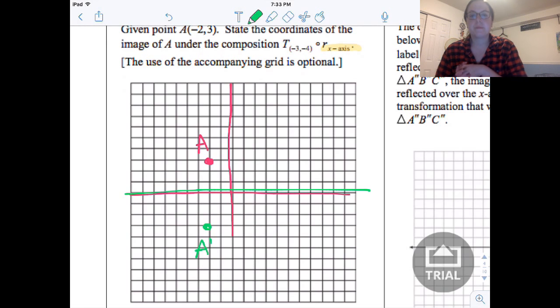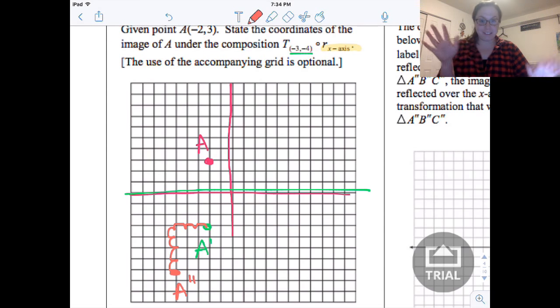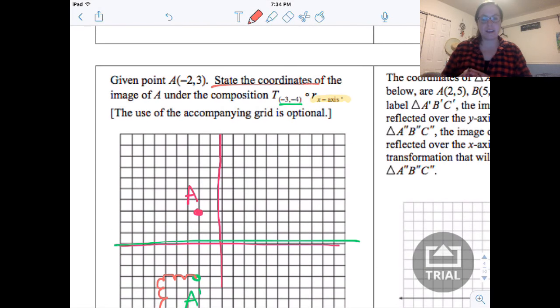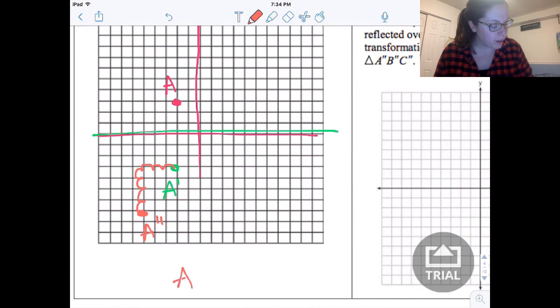Then it tells me to translate negative 3, negative 4. So that tells me, remember it's always x and then y. So I'm going to go left 3, down 4. I'm going to take this and I'm going to go left 1, 2, 3, and then down 1, 2, 3, 4. So that point right there, I would label A double prime. And I am not done. Notice it also says state the coordinates. So I'm going to state them. A double prime would be at negative 6, negative 7.